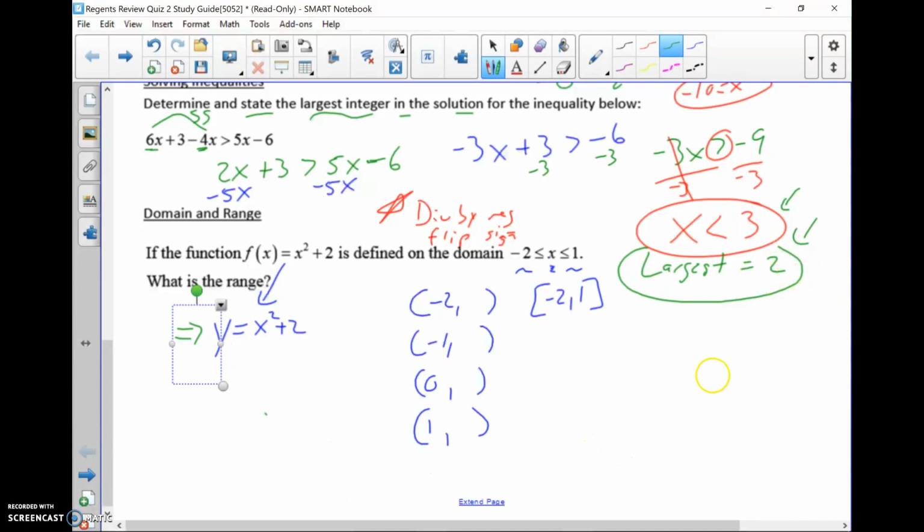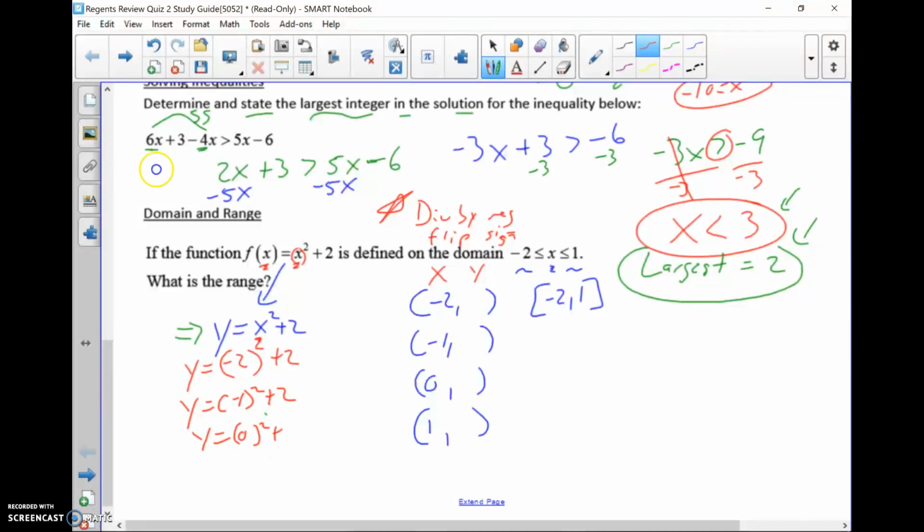But if I want to algebraically figure this out, these are the x values. I need to find the y's. So I just simply plug them in one at a time. That's what function notation is. This is just the input. Plug something in there, square it, and add 2. I'm going to plug in negative 2, square it, add 2. I'm going to plug in negative 1, square it, add 2. I'm going to plug in 0, square it, add 2. I'm going to plug in 1, square it, add 2.